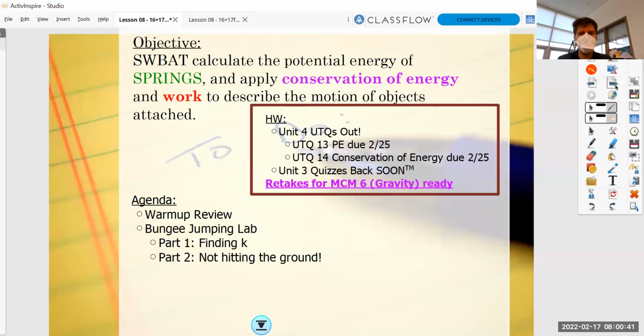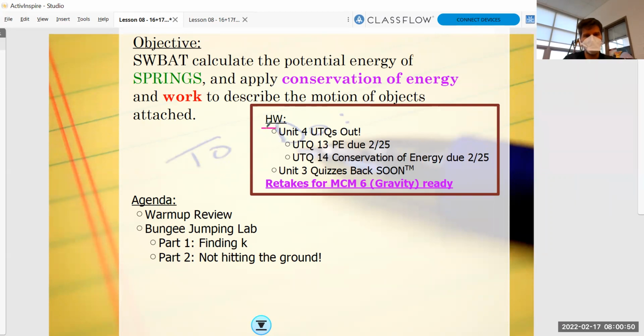All right, so today we're going to be working on a lab, this bungee jumping lab. It's all about springs and conservation of energy. As a quick reminder, we do have 2 new UT quests about potential energy and conservation of energy that are due next Friday. So do get started on those.